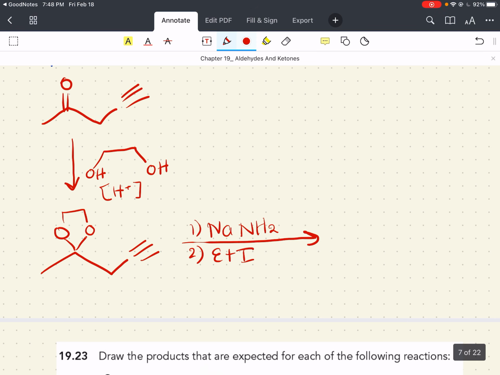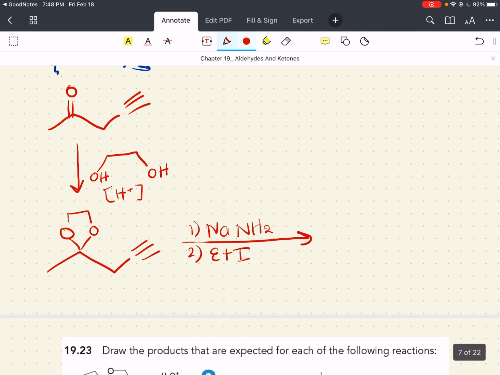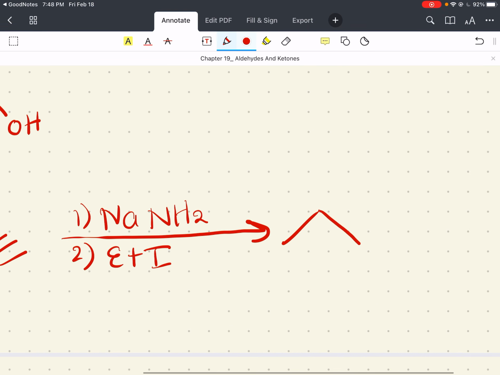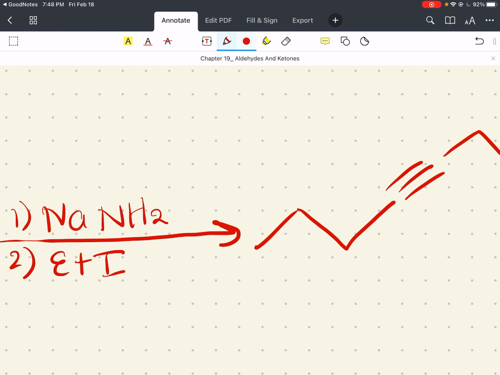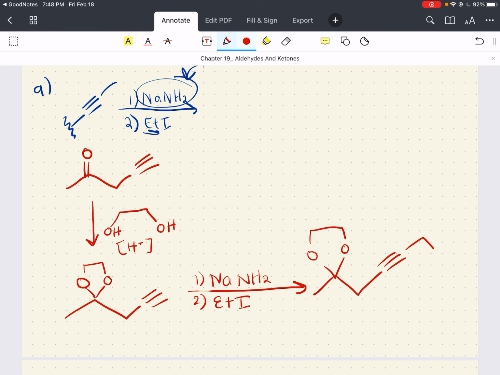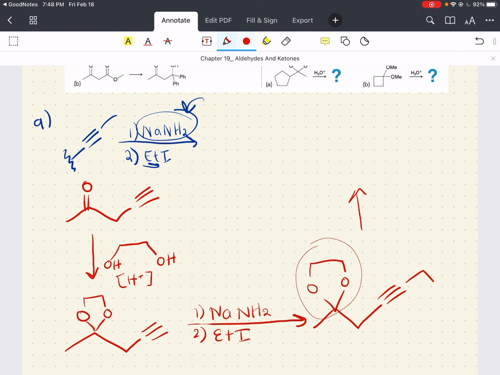All right, now when we do this, guess what? We get to add our ethyl group to our triple bond. There we go. Beautiful. Now we want to make sure we can remove our acetal group and go back to our carbonyl to make sure we get the final product we want.